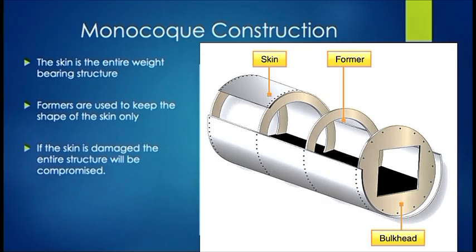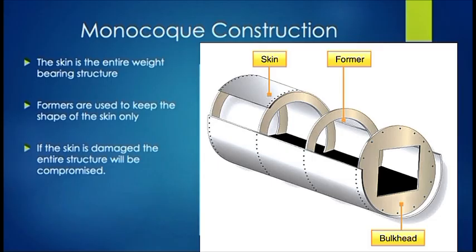So first of all, what is a monocoque construction? A monocoque construction is when the skin of that structure is the entire weight-bearing structure. So the skin has all the strength in it to hold a shape the way it is. Okay? There are formers inside used to keep the shape, but they aren't structural bearing.